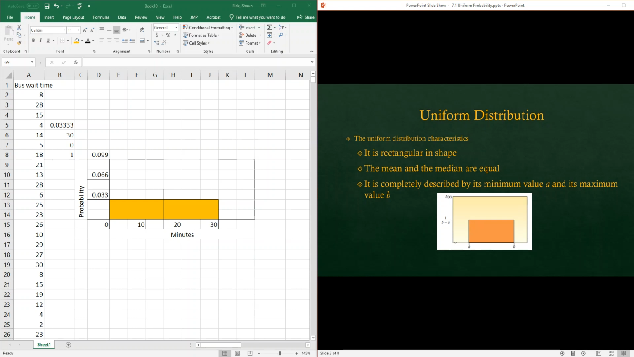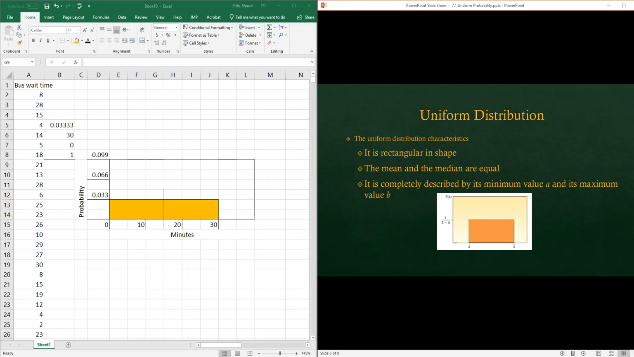So you have the mean and the median and the mode, really, that are all the same. The mode really isn't the same, and the reason why is because the mode should be every single value. Every single value occurs more or less the same amount of time. But the mean and the median are perfectly centered and are equal. Okay, and the uniform distribution is completely described by its minimum value, which we label as A, and its maximum value, which we label as B.